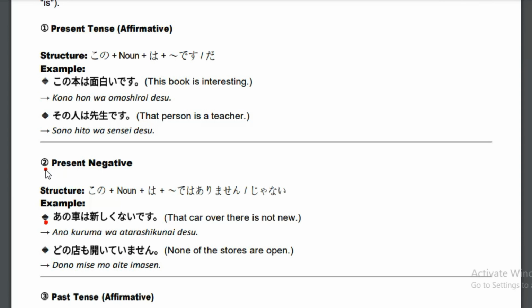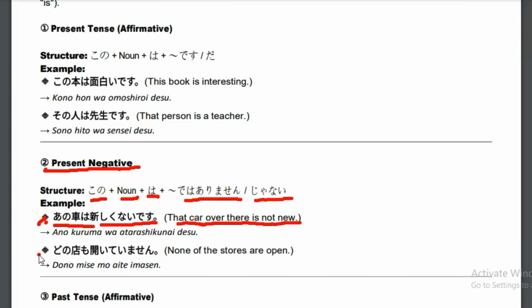Now let's see the present negative structure. First is kono, then noun, then the wa particle, and dewa arimasen in formal and janai in informal. The first example is kono kuruma wa atarashiku nai desu, means this car is not new. And the next example is dono mise mo aite imasen, means none of the stores are open.